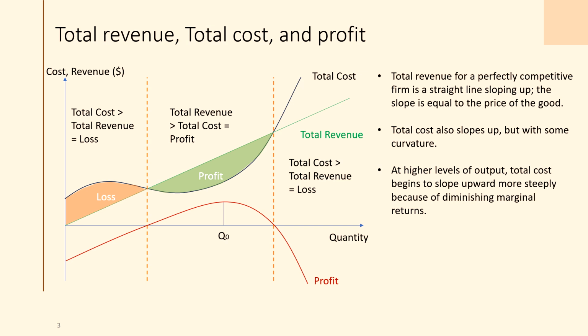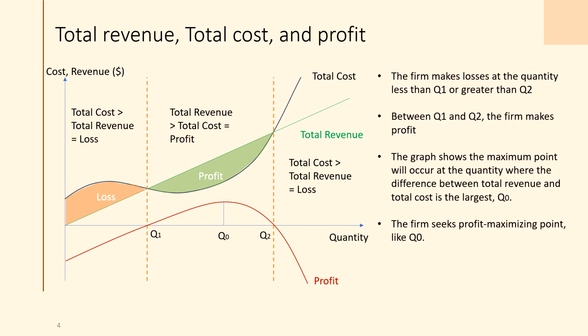Profit is the vertical distance between total revenue and total cost. When total revenue is above the total cost, the firm earns profit. When total cost is above total revenue, the firm experiences a loss.